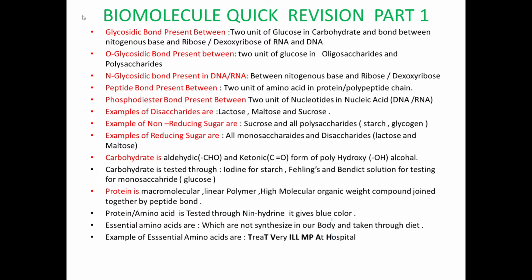The next type of bond present in biomolecules is the peptide bond. A peptide bond is generally present between two units of amino acids in protein and polypeptide chain. The next type of bond is the phosphodiester bond. That type of bond is present between two units of nucleotides in nucleic acid, mainly in DNA and RNA.